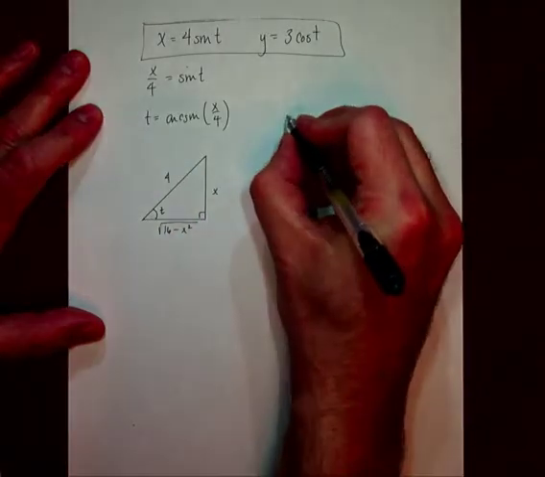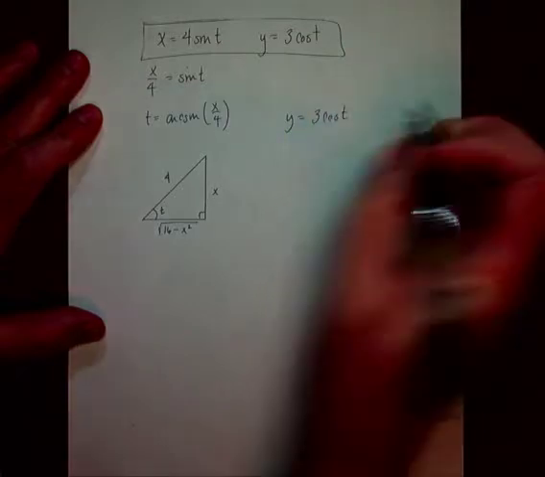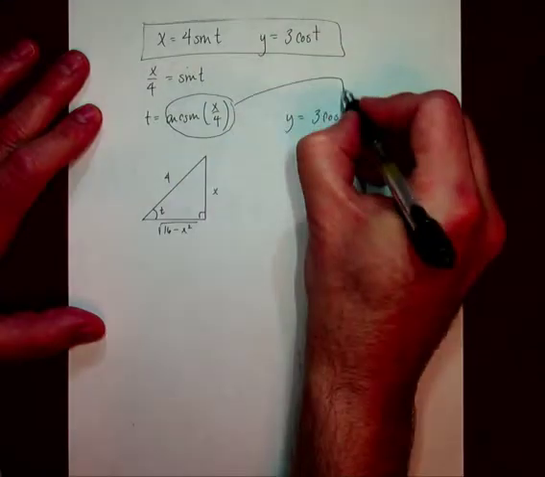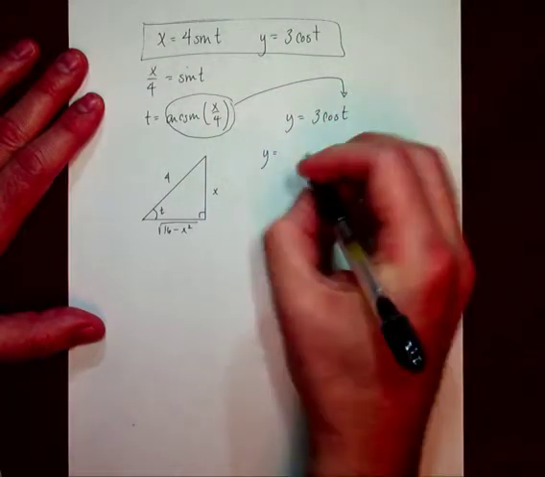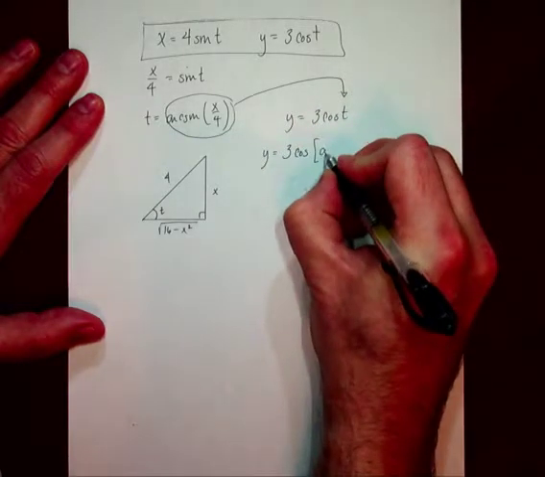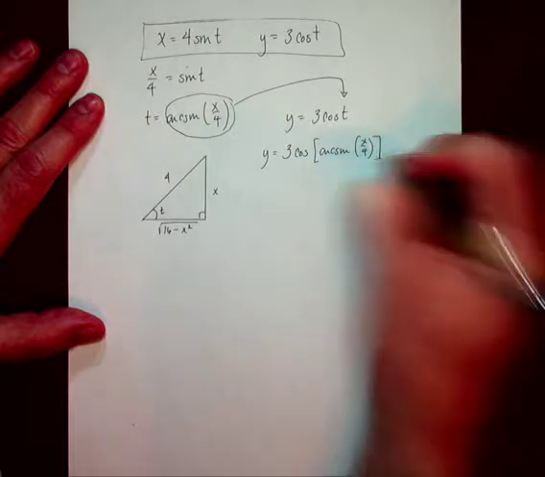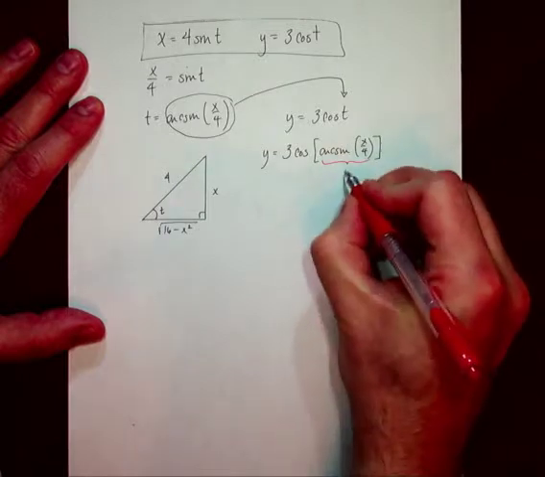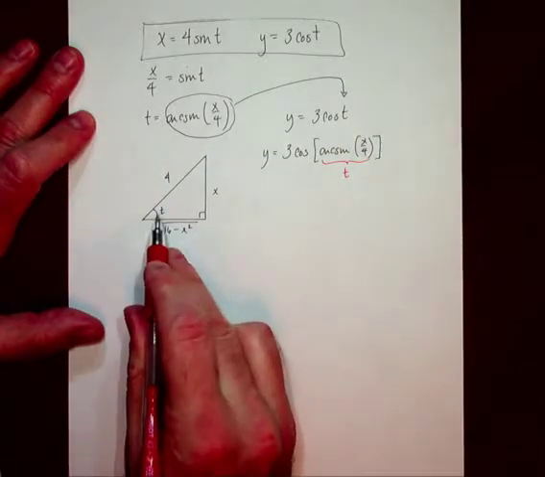And if we're going to take y is equal to 3 cosine t, I want to take this expression for t and just drop it right in there. And that makes y is equal to 3 cosine of arc sine of x over 4. Now, of course, this is simply another way of saying t, right? Because it refers to this angle.